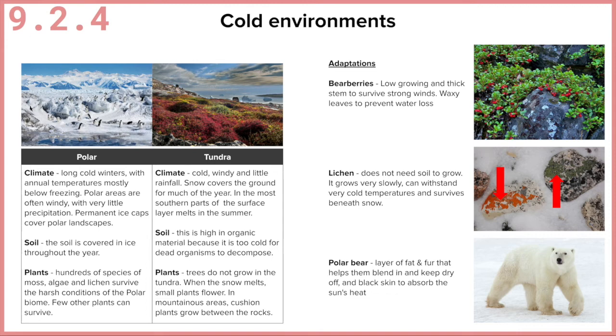The tundra is a little further south, so it's slightly warmer, and it has periods of both being frozen and thawed, and during the summer looking a bit like this. So this is what the tundra would look like in the summer. So you can see here there's a lot more vegetation than you can see in the polar area. So the climate here, it is still cold, it is windy, but they do start to get a little bit of rainfall. And with that, during the winter it's covered in snow, so it'll look more like the polar during the winter, but most of the southern parts of the surface do melt during the summer months.